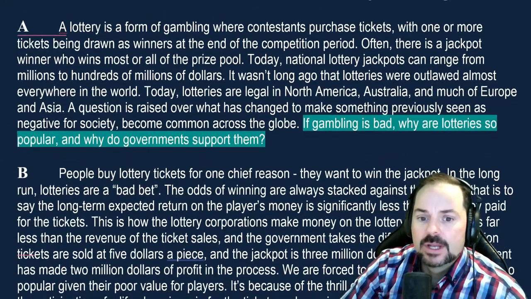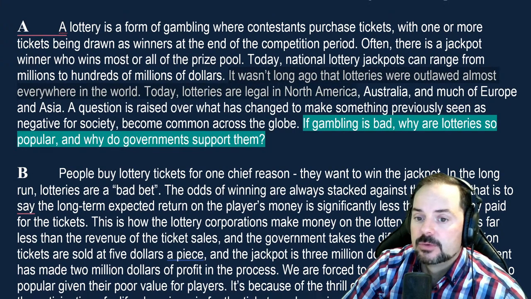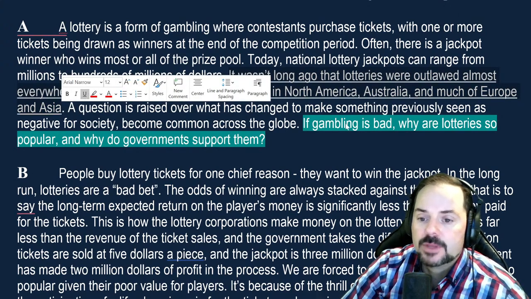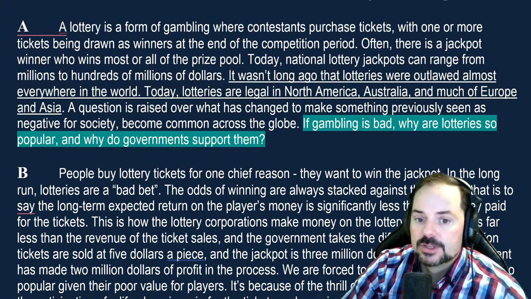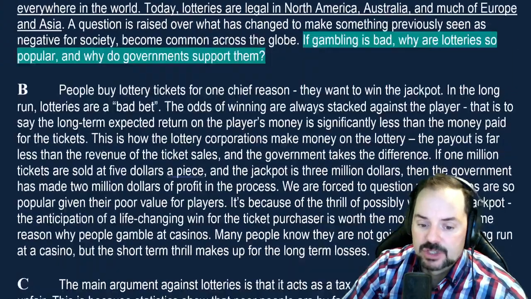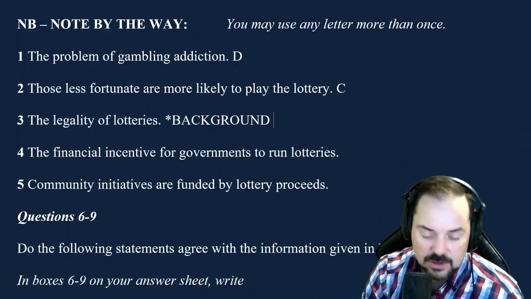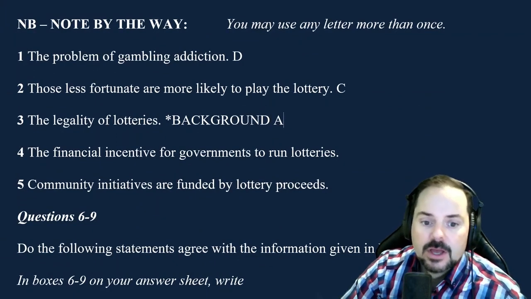Okay, and we kind of see that here. It wasn't long ago that lotteries were outlawed almost everywhere in the world. Today, lotteries are legal in North America, Australia, and much of Europe and Asia, right? So it makes sense for the author to give that as the background information. Okay, so definitely A. I hope everybody is following along here with us.